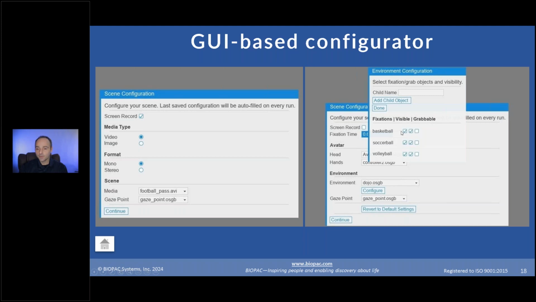And within that, in fact, we can see additional options, like when you click inside an environment, you can make certain objects grabbable. You can make it so eye tracking fixations get recorded for them, and you can hide them or make them visible again. We'll go over that in a little bit more detail, but these things are just there. You don't have to program any of that.